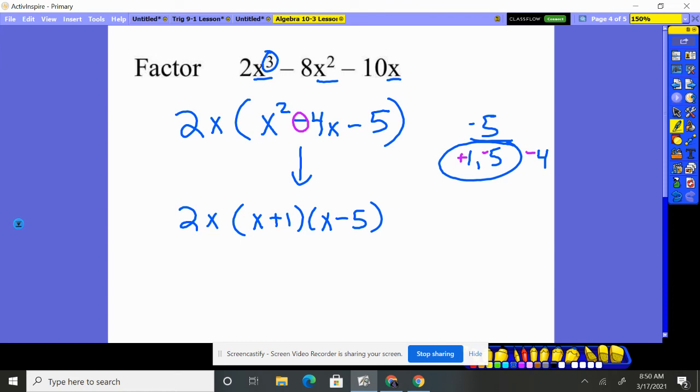The key is remember to always factor out the greatest common factor first before you try to break down the trinomial to the product of 2 binomials.